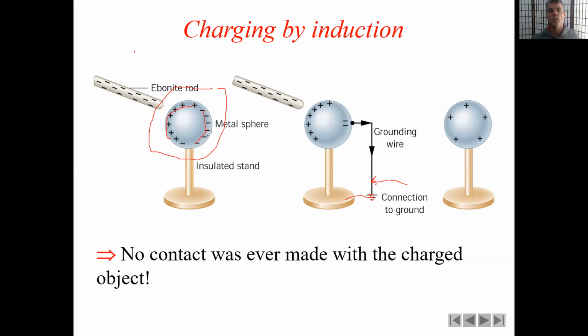Ideally, this negative charge would want to get as far away from the negative rod as possible, but it's trapped on the sphere. But if I supply a grounding wire so that now electrons can travel off the sphere, what's going to happen is they're going to get repelled away from this negatively charged rod, leave the sphere. The end result is the sphere has lost a bunch of electrons, so it's positively charged. So I've charged it positively with the help of a negatively charged rod.